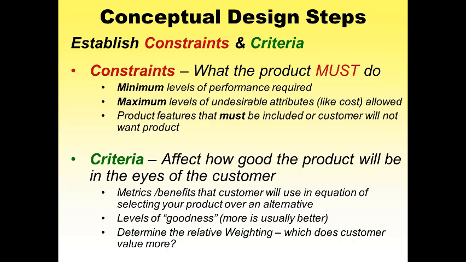So again, constraints are things that we absolutely have to deliver on in our design. Criteria are things that, well, we might have some room for negotiation there. We might have some trade-offs to make between, well, we can give you a little more of this if you get a little less of that. And so this is a place where we get to be a little bit more open-ended in our design.